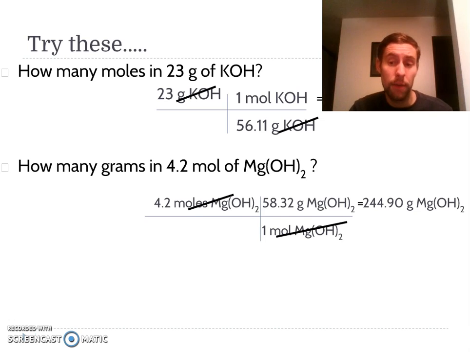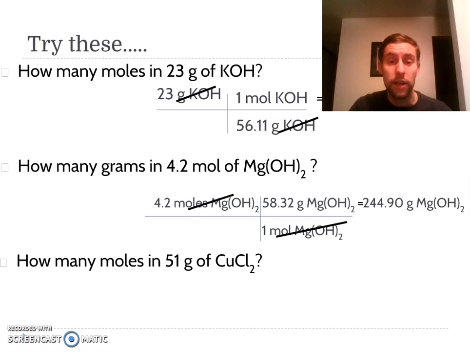245 grams of MgOH. Nope, we're rounding to 2 decimals. That's safest for my class. If you're not in my class, you may want a different number. Last one. Give this one a shot on your own if you've not done that yet.